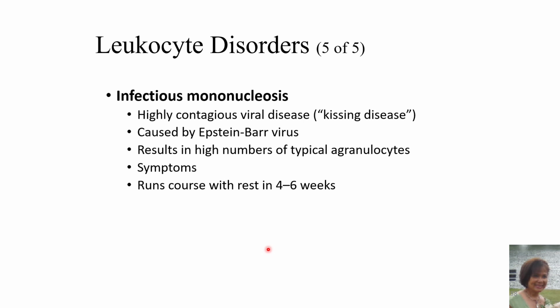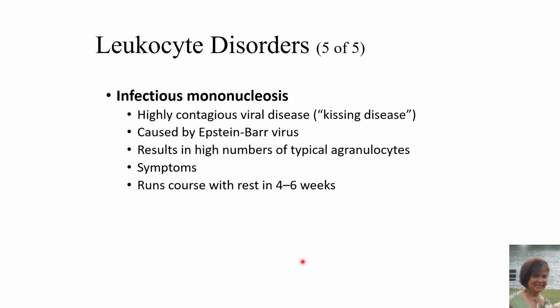Infectious mononucleosis is also known as the kissing disease. It is highly contagious. You get it by physical touch, kissing. That's why they call it the kissing disease. It's caused by a virus, the Epstein-Barr virus. It results in high numbers of atypical agranulocytes. The symptoms would be like the symptoms of having flu. So lethargy, tiredness, achy body, sore throat, low fever.